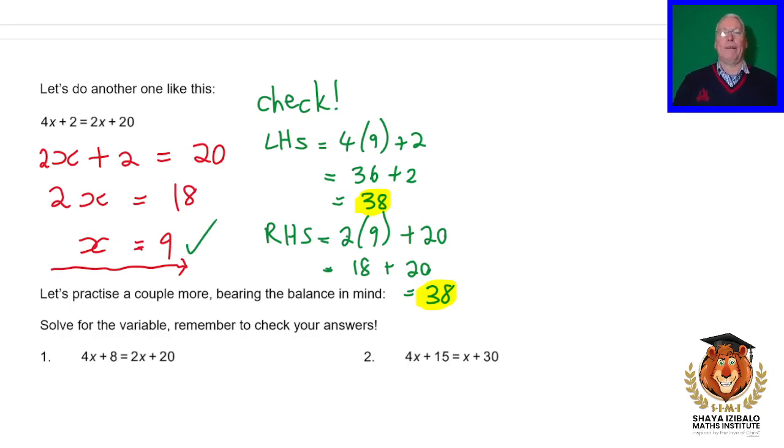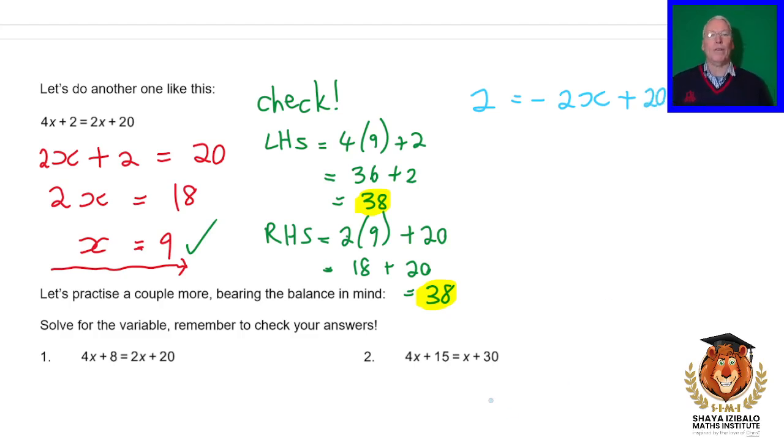Now, I want to show you something here just before we finish. You might say, Paul, I don't want 4x here. I don't want this 4x here. Let's subtract 4x from both sides. That's also okay. If we subtract 4x from both sides, we're going to get 2 on the left-hand side. Now, we've got 2x minus 4x. That's minus 2x plus 20.